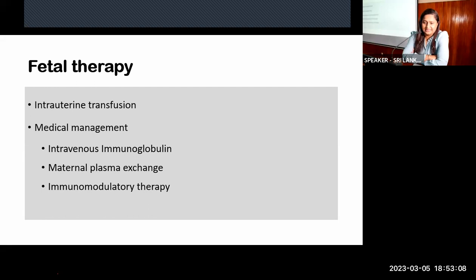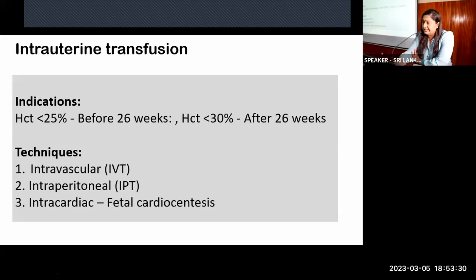Now moving on to fetal therapy. The mainstay of fetal therapy is intrauterine transfusion. There are also other medical management options, which are sort of in trials, which include intravenous immunoglobulins, maternal plasma exchange, and immunomodulatory therapy. Regarding intrauterine transfusion, these are the indications.